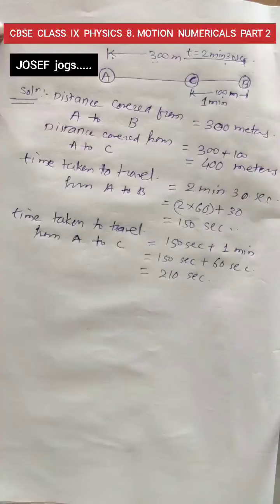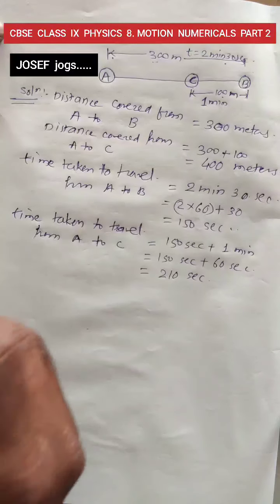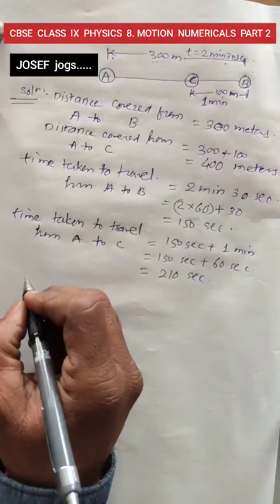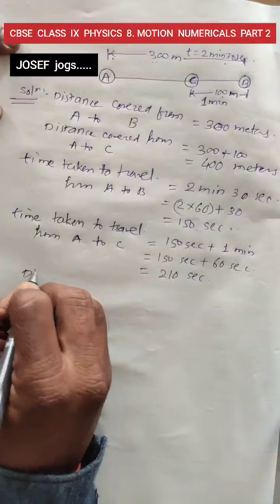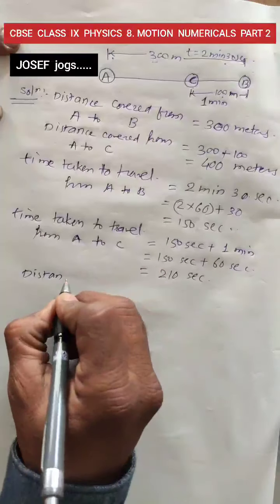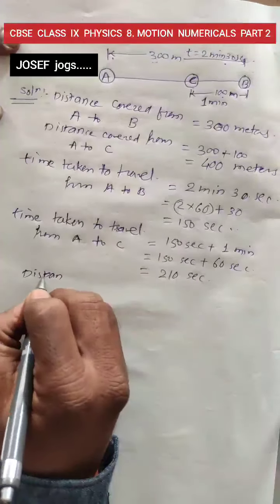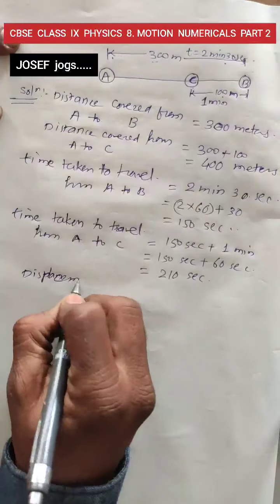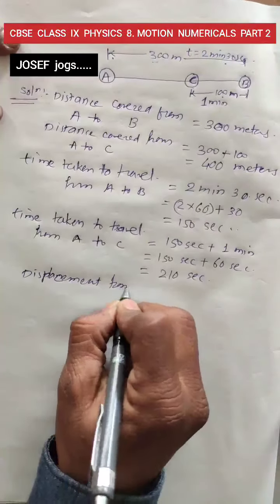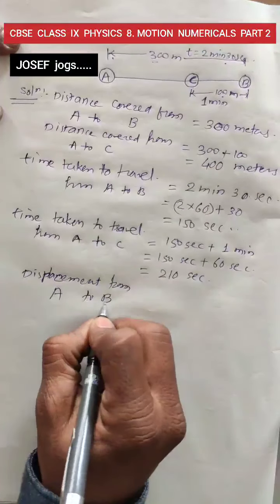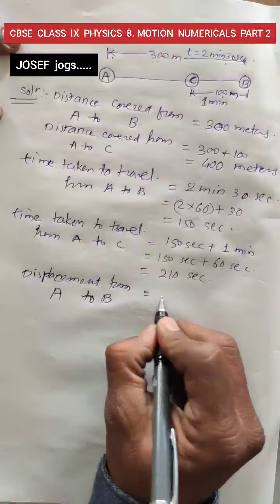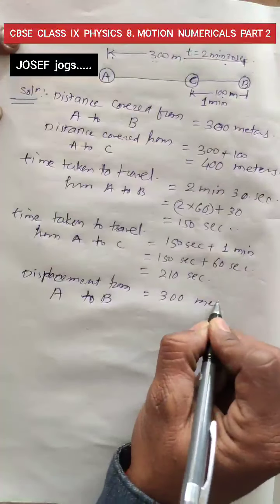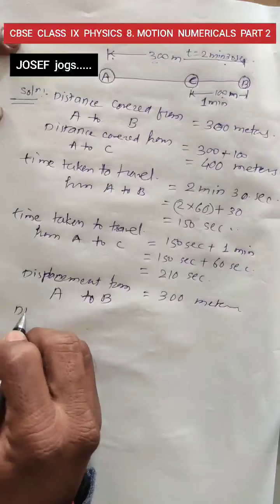Now we have to calculate the displacement. So we have to take the distance and time. Now we have to consider the displacement. Displacement means the distance between the actual positions. So displacement from A to B, the total displacement from A to B, is 300 meters. There is no doubt.